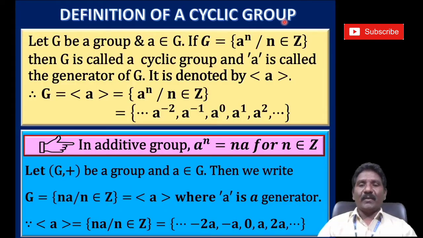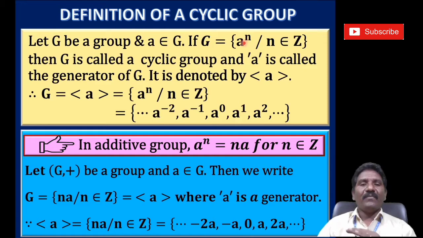Definition of a cyclic group. Let G be a group. G be a group means G satisfies 4 axioms: closure, associative, identity, and inverse with respect to multiplication, and a is an element in G. If G is equal to the set of a power n such that n belongs to Z, then we say that G is called a cyclic group and a is called a generator of G.